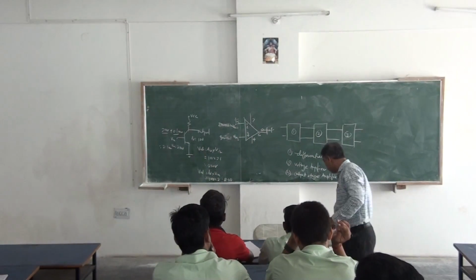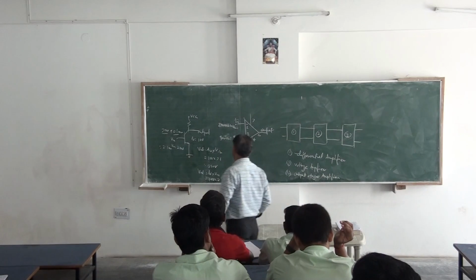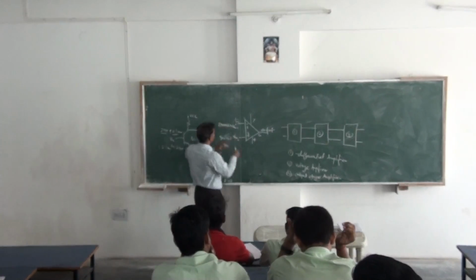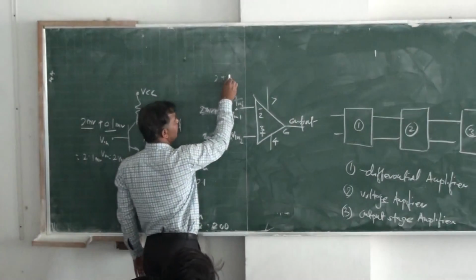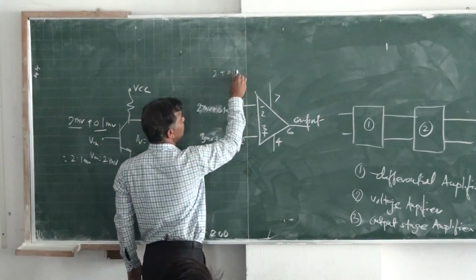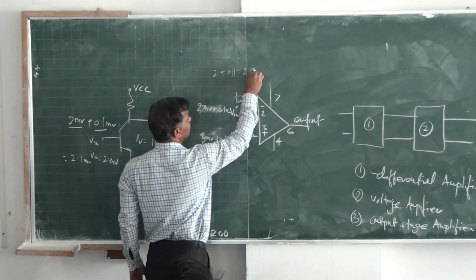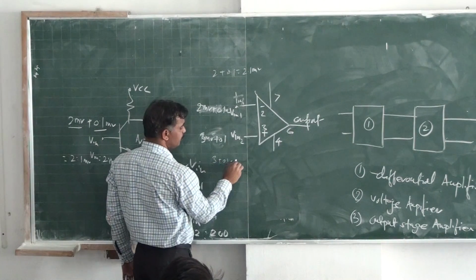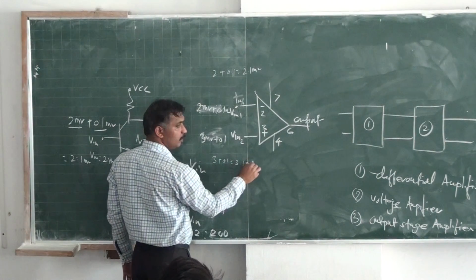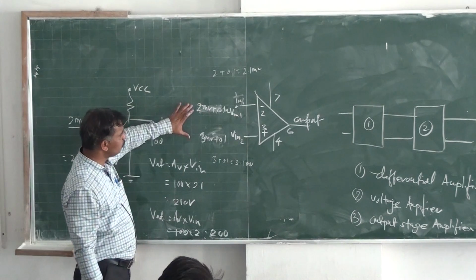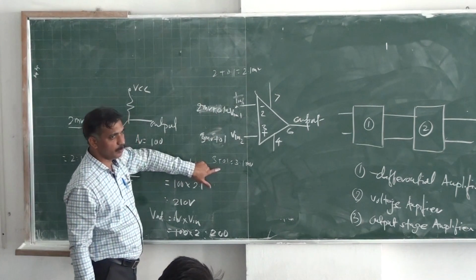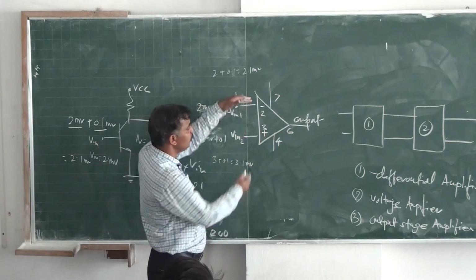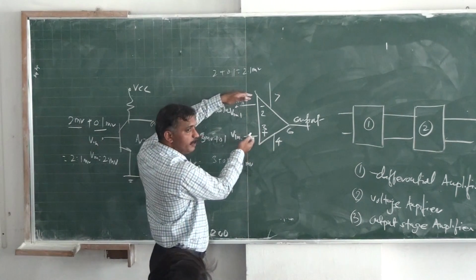So at the output side, what will happen? This is 2 millivolt plus 0.1, which will be equal to 2.1 millivolt. At this point also 3 plus 0.1, this will be 3.1 millivolt. Now we have this as 2.1 and this as 3.1. At the output side, we need to take the difference between these two.